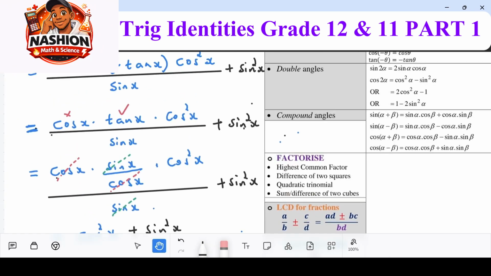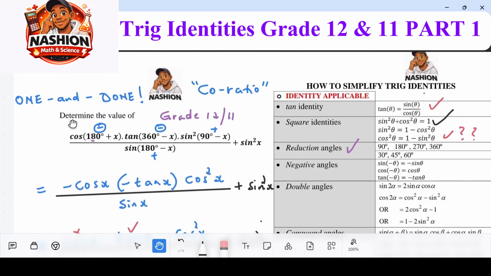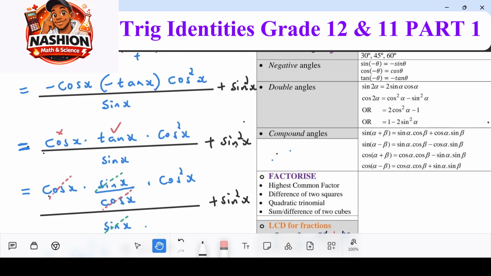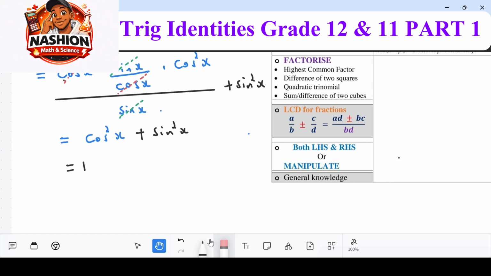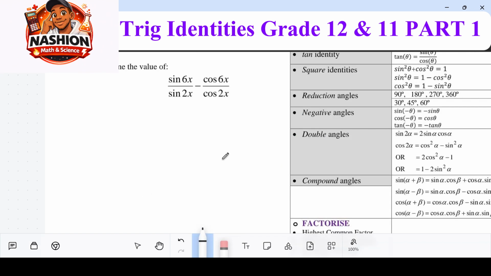No wonder the question here, what did they say? They said determine the value. So in other words, they expected us to get a numerical value. Cos squared x plus sin squared x is equal to 1, and checkmate. Next customer, please determine the value. So we still expect to find a numerical value at the end.